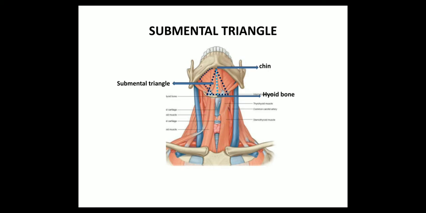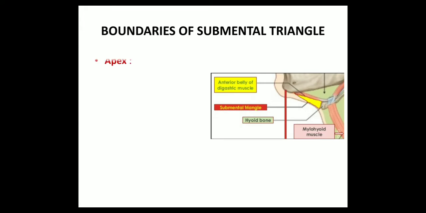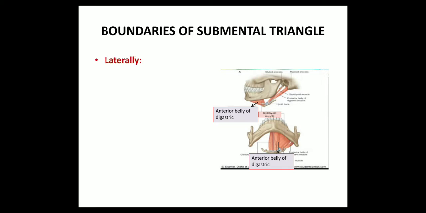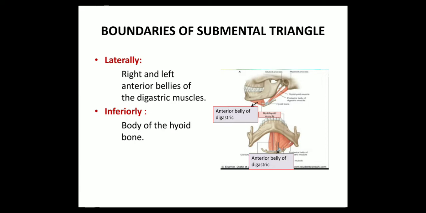The submental triangle is situated between the chin and the hyoid bone. The apex is situated at the symphysis menti. The base is formed by the hyoid bone. It is bounded laterally by the right and left anterior bellies of the digastric muscles. Inferiorly, it is bounded by the body of the hyoid bone. The floor is formed by the two mylohyoid muscles and the membrane connecting them.